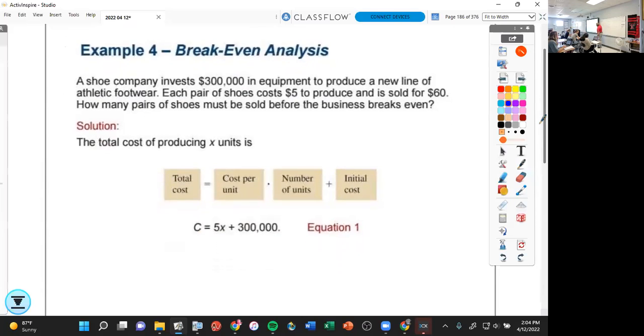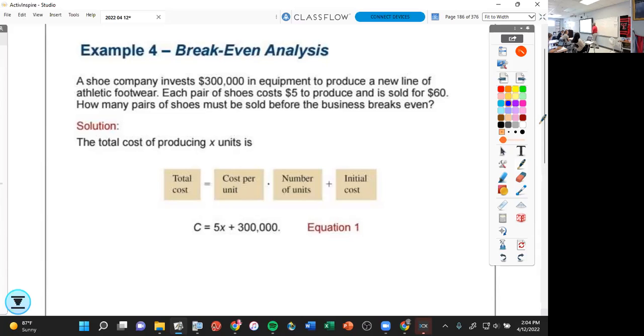Example, and I did not erase any of this. We're just going to talk through it. A shoe company invests $300,000 in equipment to make a new line of shoes. Each pair of shoes only costs $5 to make, but they sell them for $60. How many pairs of shoes do we have to sell to break even?